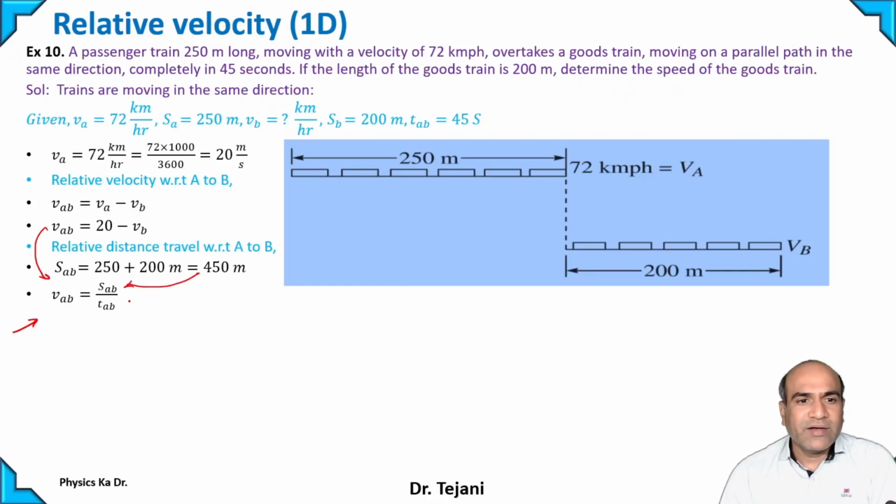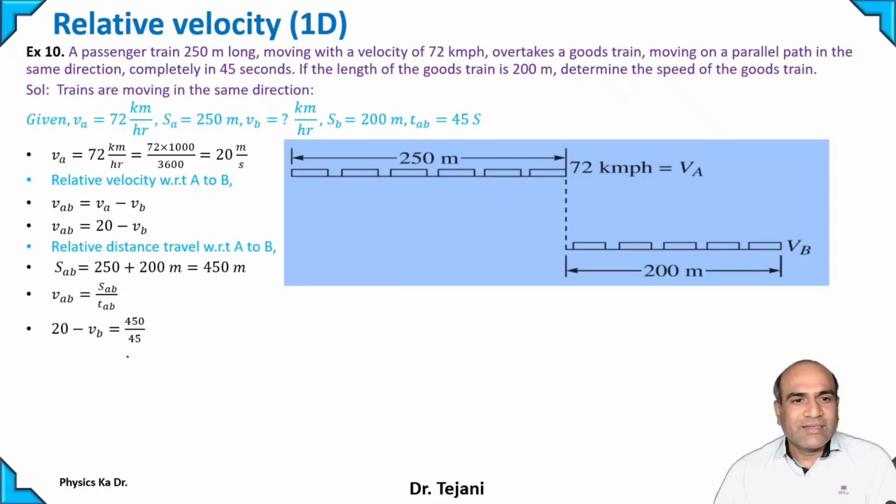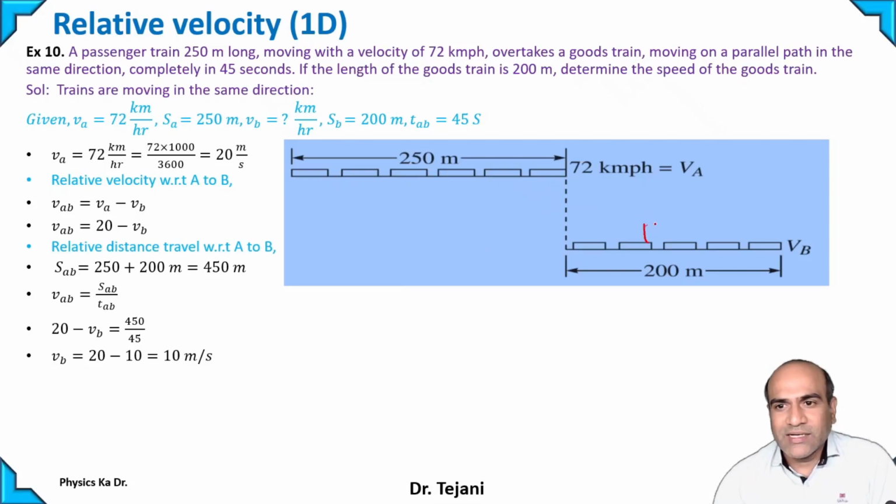SAB is already here, and TAB is already given as 45 seconds. Put the values here. So we can divide this, it becomes 10, and VB is equal to 20 minus 10. So it becomes 10 meter per second. So this train is running at 10 meter per second speed.